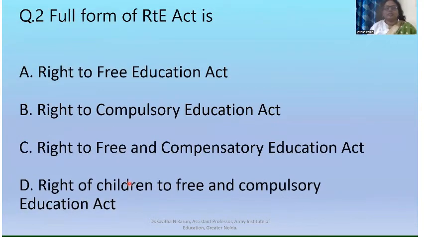Then the next question: full form of RTE Act. Options are A, Right to Free Education Act, B, Right to Compulsory Education Act, C, Right to Free and Compulsory Education Act, and D, Right of Children to Free and Compulsory Education Act. The right option is D, that is Right of Children to Free and Compulsory Education Act.